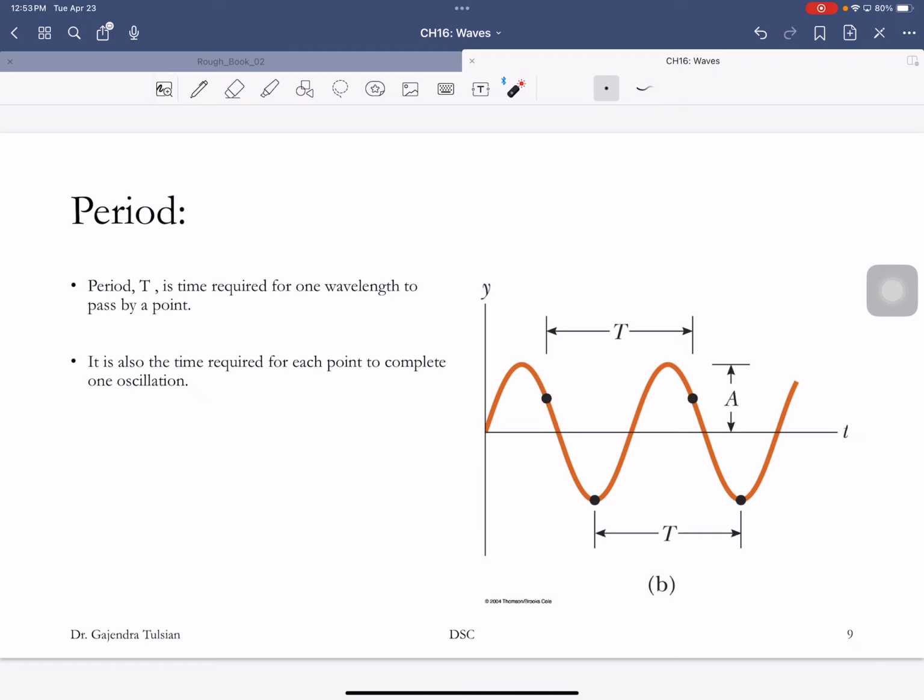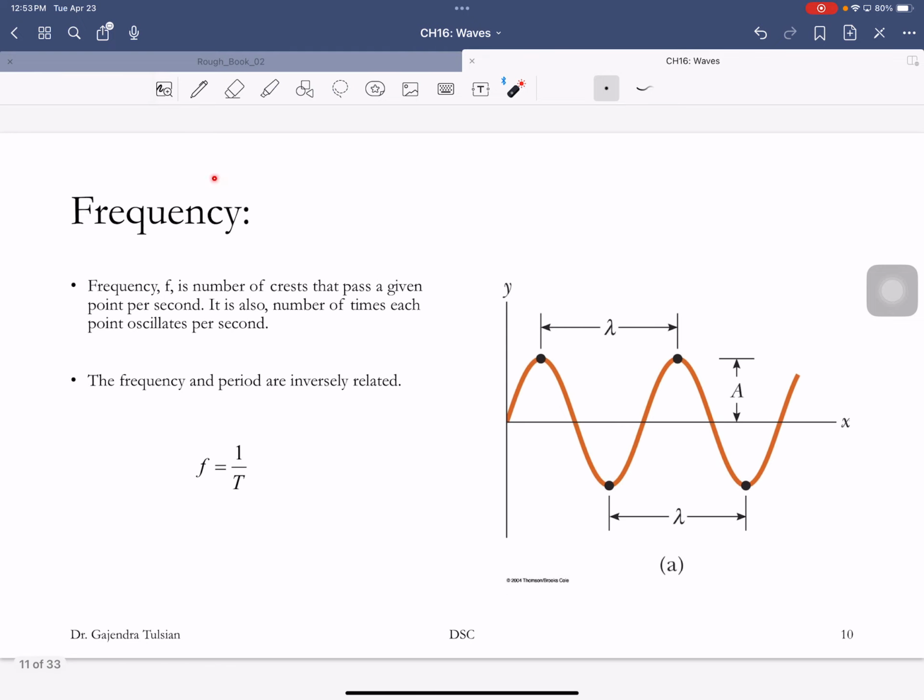Period. Okay, so you saw that each of those particles is oscillating back and forth like that. This is one oscillation, and period is the time for one oscillation. It also is, if you're standing here, the time for one wavelength to pass you. Frequency is how many times the particle will oscillate in 1 second. Or it also tells you, if you're standing there, how many wavelengths will pass you in 1 second. And frequency and period are inversely related.